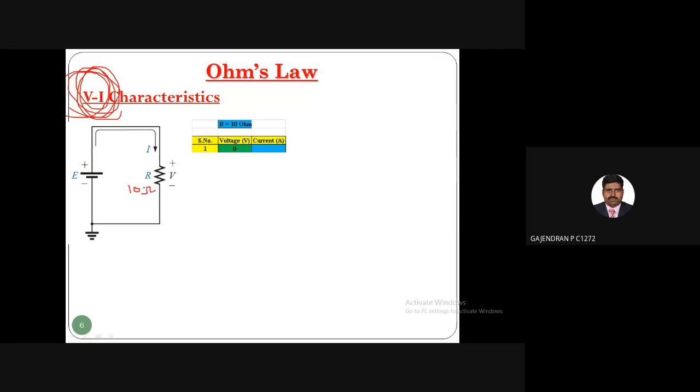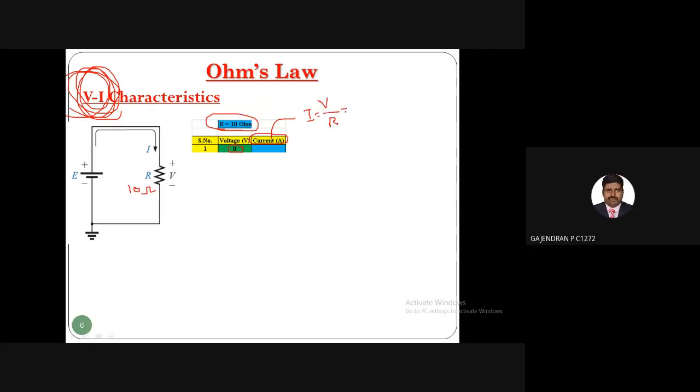10 ohm resistance, I am going to keep it over here. This is the fixed value. Now we are going to take the reading. You people calculate and tell. Now I applied 0 volt. Then what will the current be? Let me take the formula. What is the unknown quantity? Current, we are going to find. Unknown quantity I, what is the formula? I equals V by R.